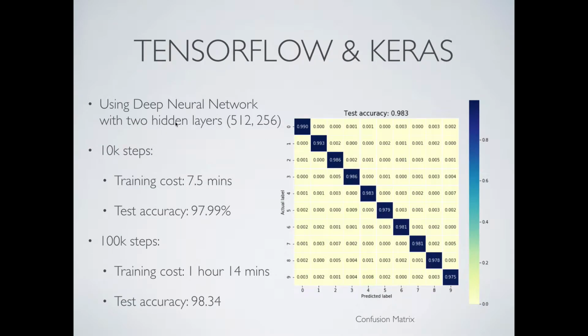So that leads me to the deep neural network. The purpose is a new initialization strategy. It uses a series of single layer networks, which do not suffer from vanishing and exploding gradients, to find the initial parameters for the deep multi-layer perceptron. Here are the 2 hidden layers I use. The total training cost for 10,000 steps is 7.5 minutes, and the test accuracy almost gets to 98%. If the steps get higher, I use 100K steps, and the training takes an hour and 14 minutes, but the test accuracy is a little bit higher than the multi-layer perceptron.